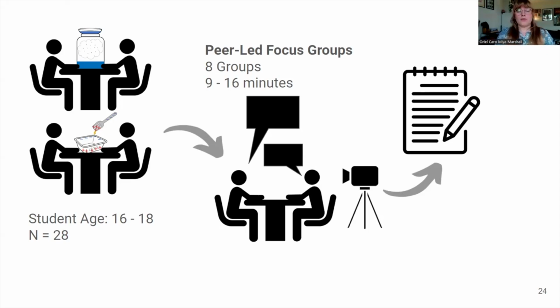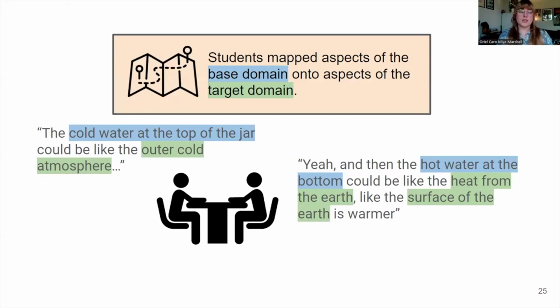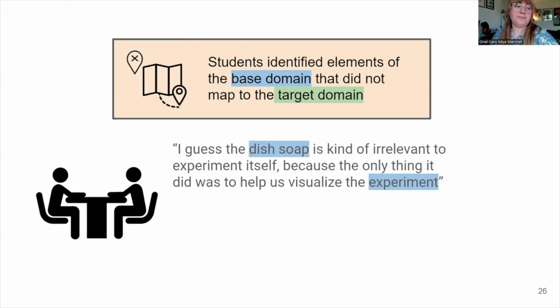What I'm going to talk through next is some of the themes and the ways in which we found the students using these analogies during these focus groups. The first one is that students were able to map aspects of the base domain onto aspects of the target domain. So for example, in one conversation: the cold water at the top of the jar could be like the outer atmosphere. Yeah, and the hot water at the bottom could be like the heat from the Earth, like the surface of the Earth is warmer. So you see they're going between mapping aspects of the base to the target.